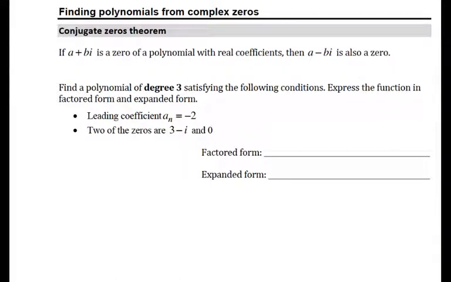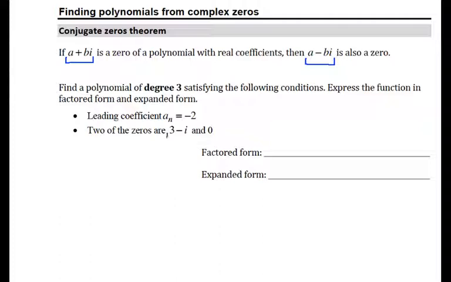Something that we might notice from finding complex zeros using either the square root method or the quadratic formula is that they tend to show up in what we'd call conjugate pairs. If a plus bi is a zero of a polynomial with real coefficients, then a minus bi is also a zero. Turns out this isn't just something that tends to happen, this is something that has to happen. So anytime we know one non-real zero, we also immediately can tell what one other non-real zero is.